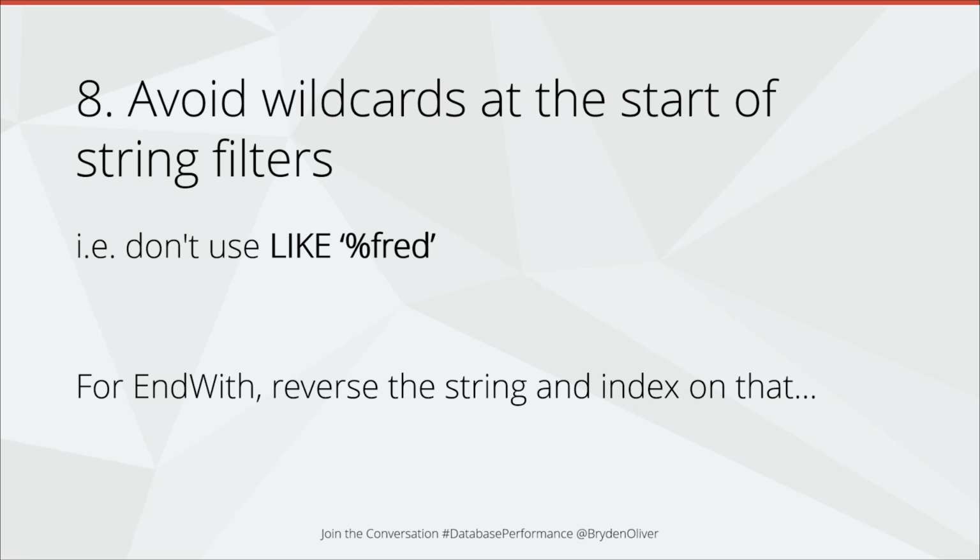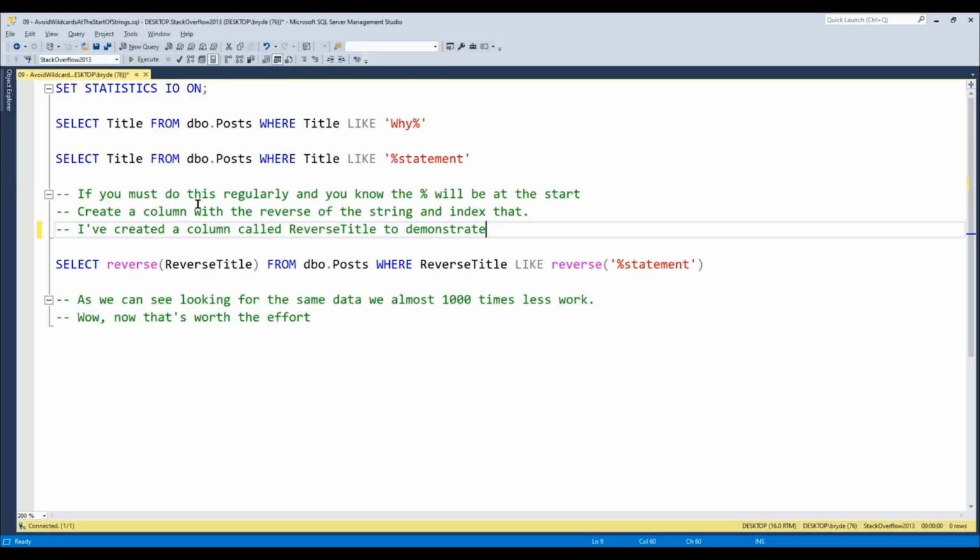So it is orders of magnitude more efficient to, if you know you're going to be doing that pattern all the time, actually reverse the strings and write a second column in there that's got the string reversed and create an index on that. And let's have a look at an example of that.